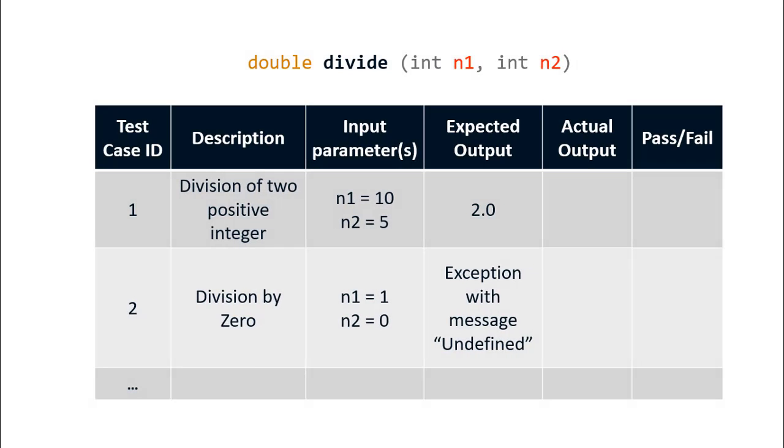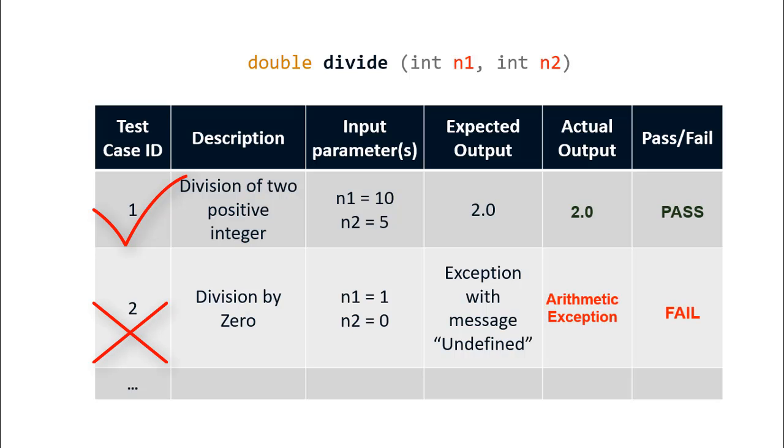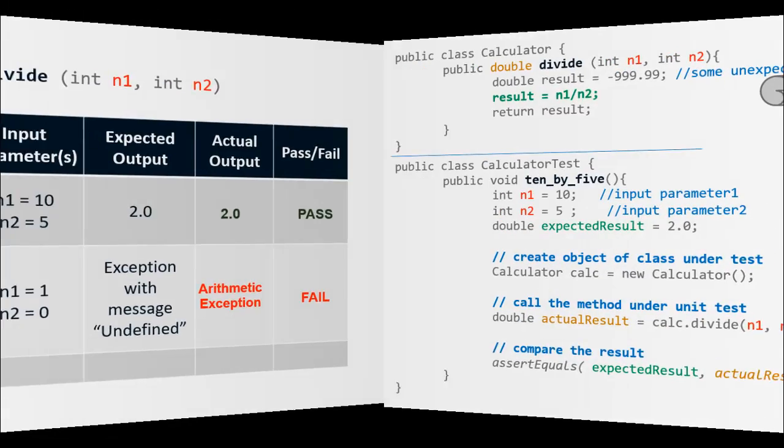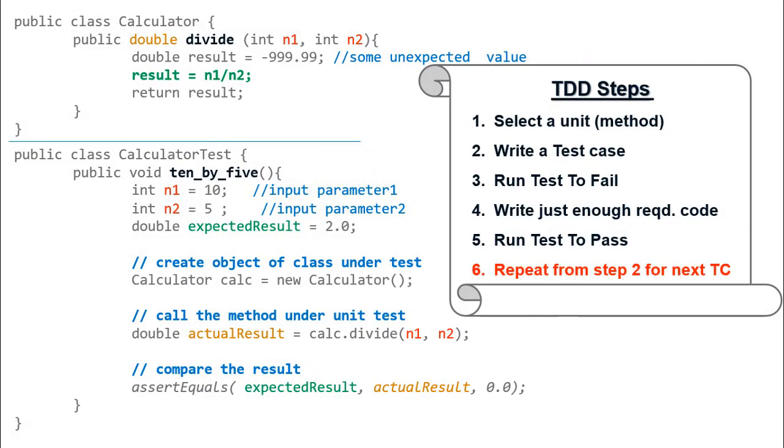This time it will pass the first test case. However, our second test case is failing because it is still not implemented. So the sixth step in TDD says, repeat from step 2 again for the next test case. Thus, the development of the code is driven by the test cases.